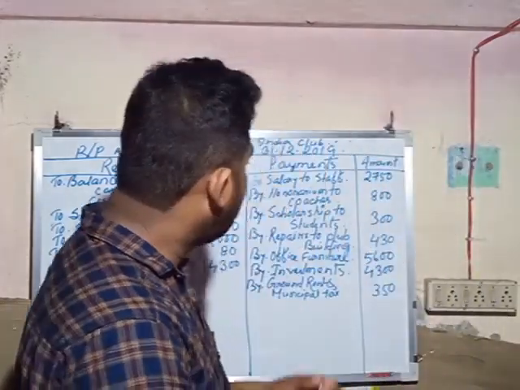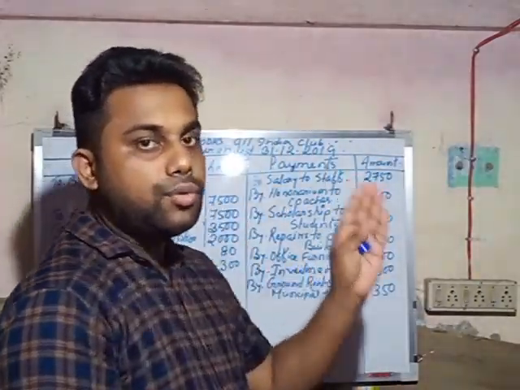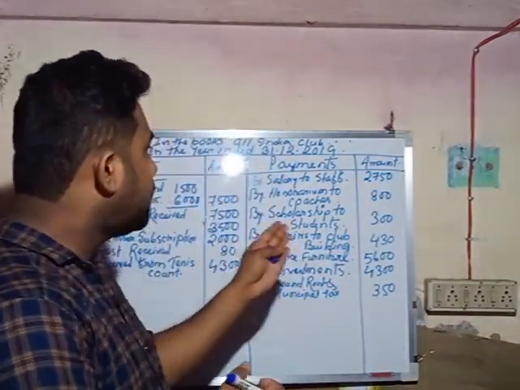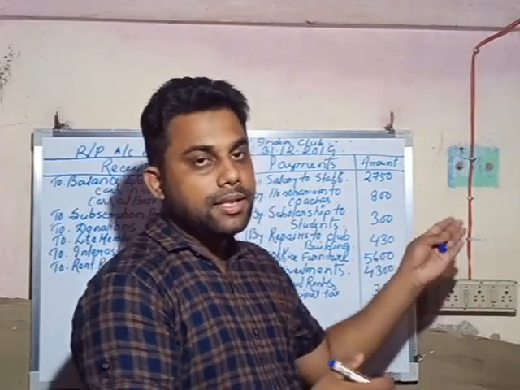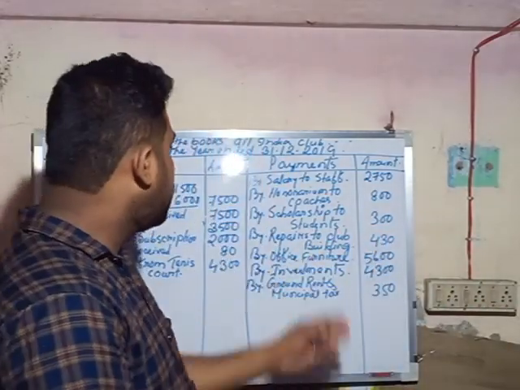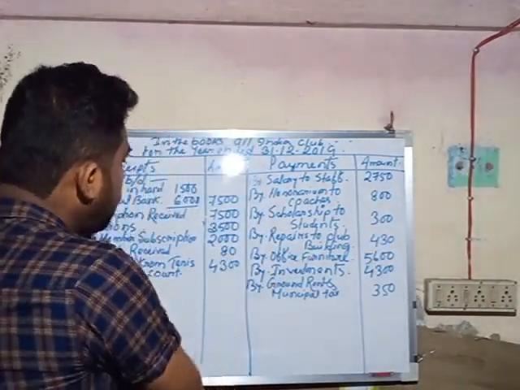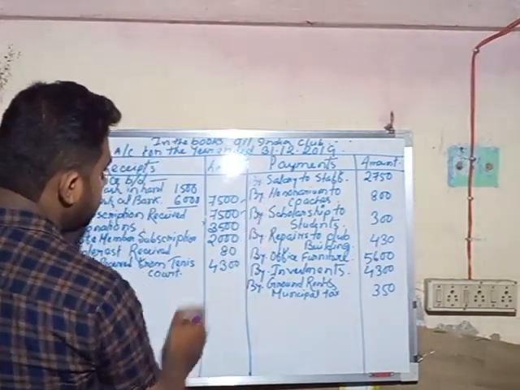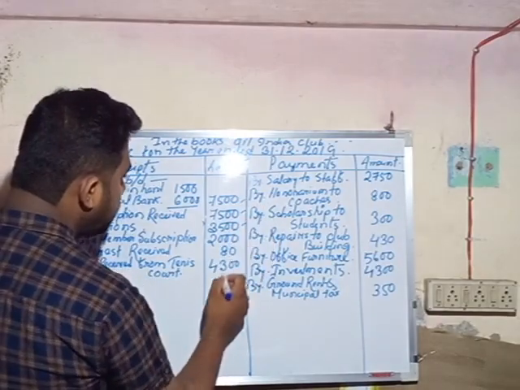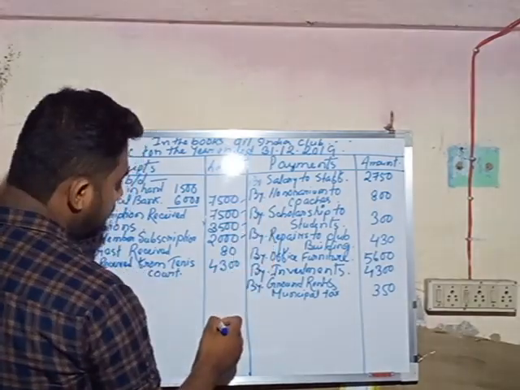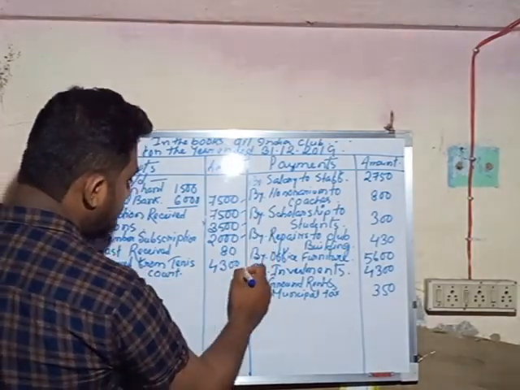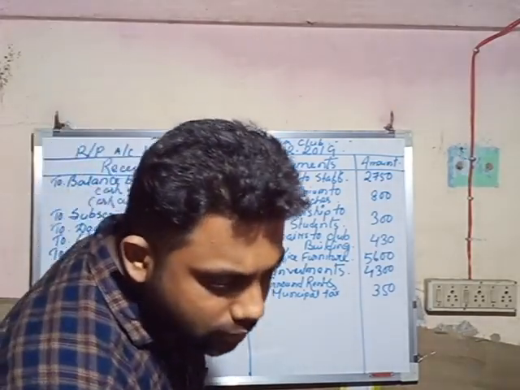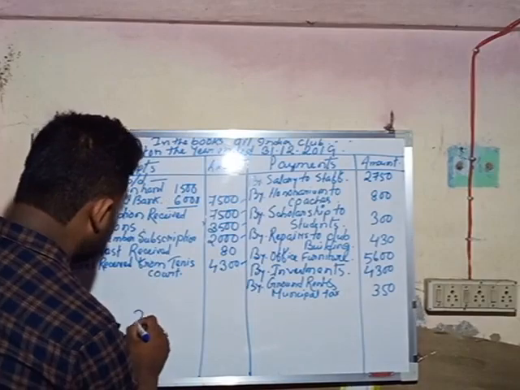Now we have to find the balance on both sides, and find which amount is bigger. That means whether the receipt side is bigger than the payment side, or the payment side is bigger than the receipt side. So we have to add all the items on both sides. First, on the receipt side: 7,500 plus 7,500, 15,000, 18,500, 20,500, 24,800, 24,880 on the receipt side.